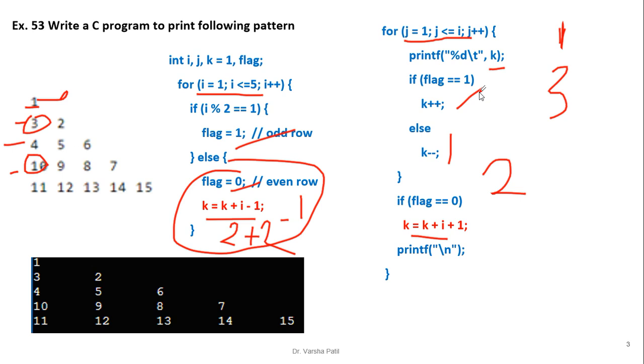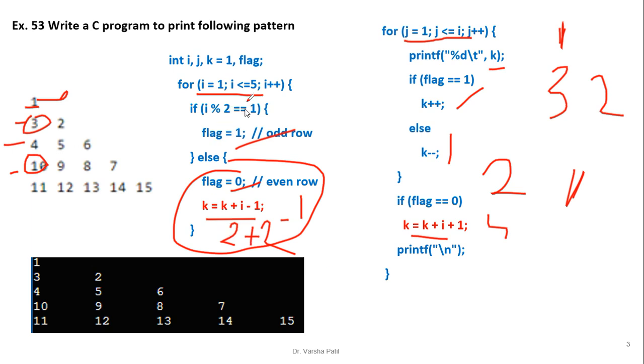Flag is 0 because it is an even row, so k becomes 2. Again it will print the 2, and after that it will again become 1. So it becomes 1. Now next, k is 1 plus the second row going on, 1 plus 2 plus 1, which becomes 4. Now we will go into the next loop.